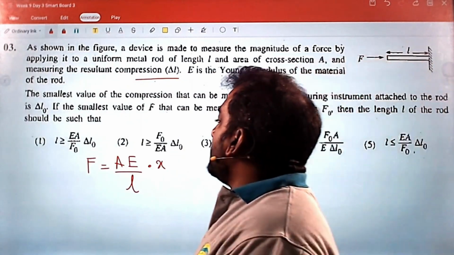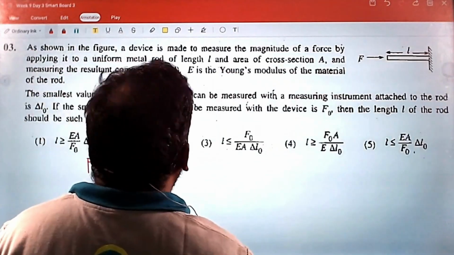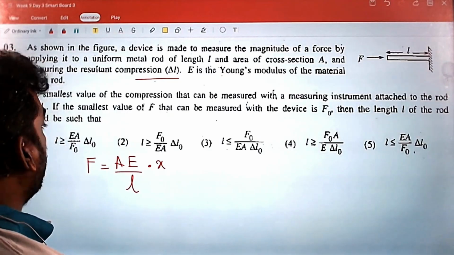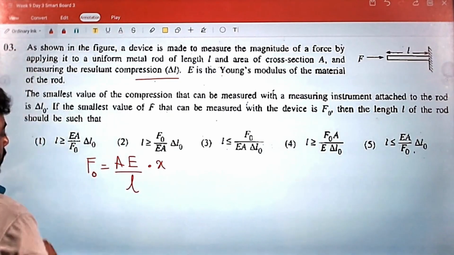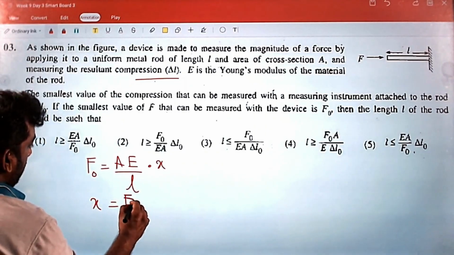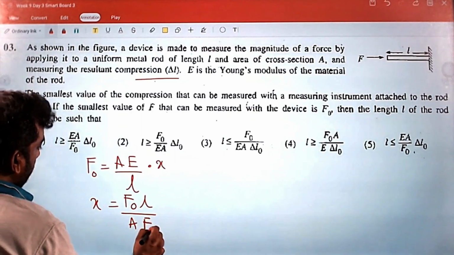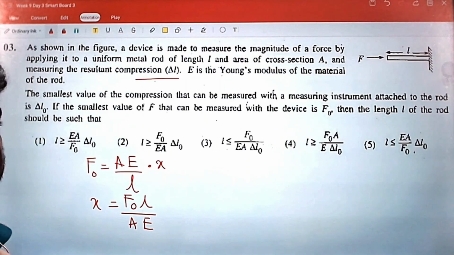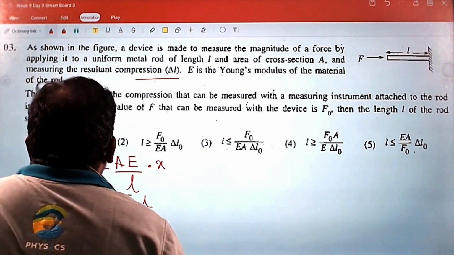They are telling you the smallest value of the compression that can be measured is delta L. The smallest value of F that can be measured with the device is F naught. So the smallest force will give you smaller compression. So X is equal to F naught L divided by AE. Smaller force, smaller compression. So the smallest value of the compression that can be measured is what?